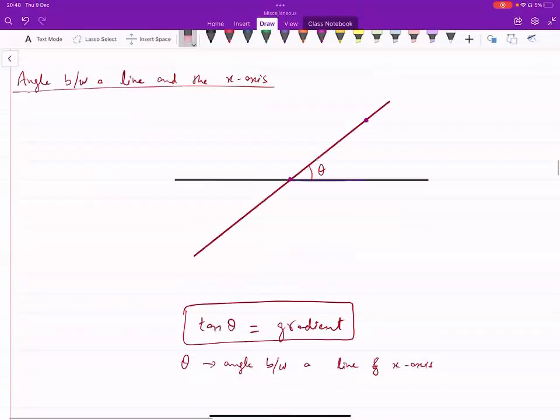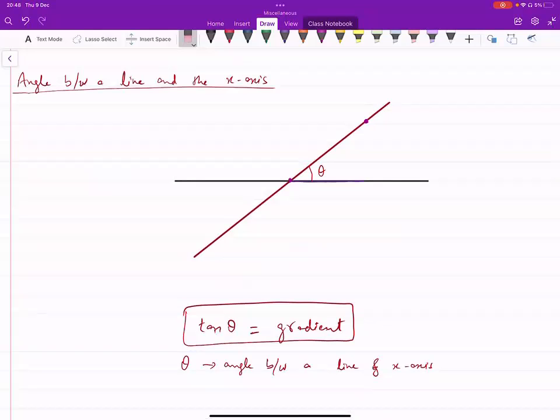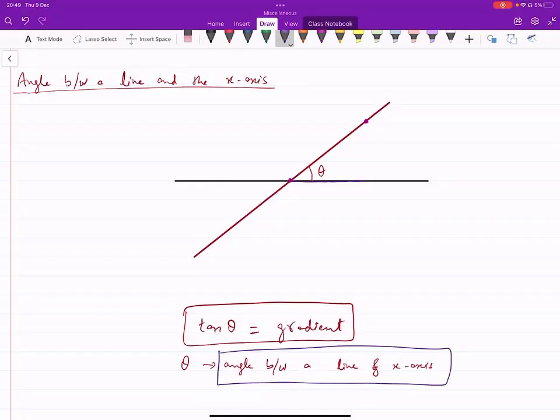The last thing, angle between lines. Okay, how do you find the angle between a line and the x-axis? You've got this formula for that. That is tan theta equals gradient. Okay, there's a reason for this. We discussed that in our class, but that's the result that we have at the end. Tan theta equals gradient. Theta is representing the angle between the line and the x-axis.